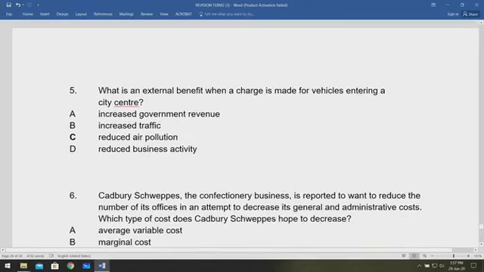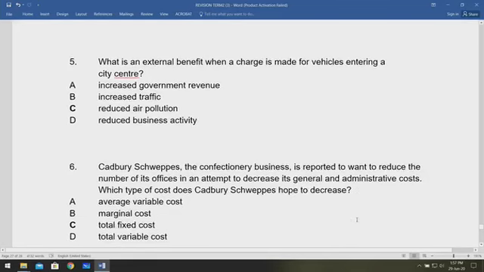Number 6, Cadbury Schweppes, the confectionery business, is reported to want to reduce the number of its offices in an attempt to decrease its general and administrative costs. Which type of cost does Cadbury Schweppes hope to decrease? Right. So if you look at here, what are the costs they're talking about? Average variable, marginal, total fixed, and total variable.